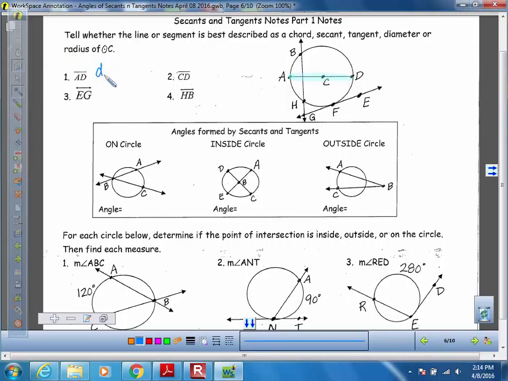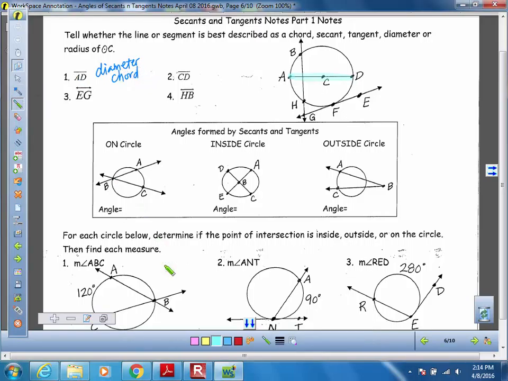Diameter. Okay, it can be a diameter. What else could it be? A chord. Okay, so it could be a diameter or a chord. What about line segment CD? It is a radius. Very good.